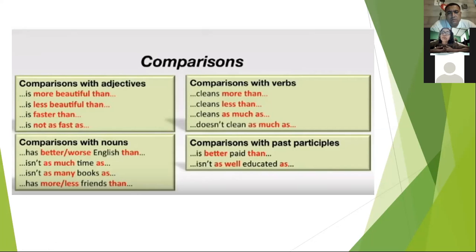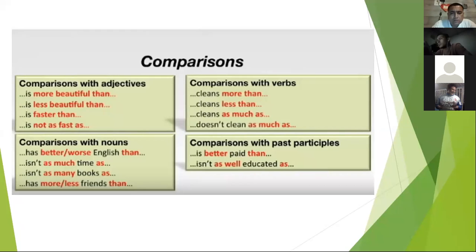Then we have comparisons with past participles. Anna Edith, can you read that one, please? Anna, can you just read the last chart, comparisons with past participles? Is better paid than. And isn't as well educated as. All right, very good. Thank you.